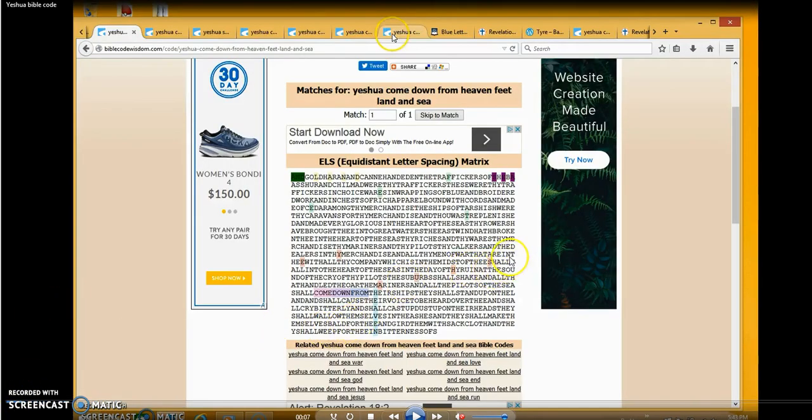Okay, so now that we established that 27 represents the year 2017, I just want to show you this table that I did on the word Yeshua. I put in "Yeshua shall come down from heaven, feet, land, and sea," which was a representation of Zechariah 14. That was my intention when I put those terms in.